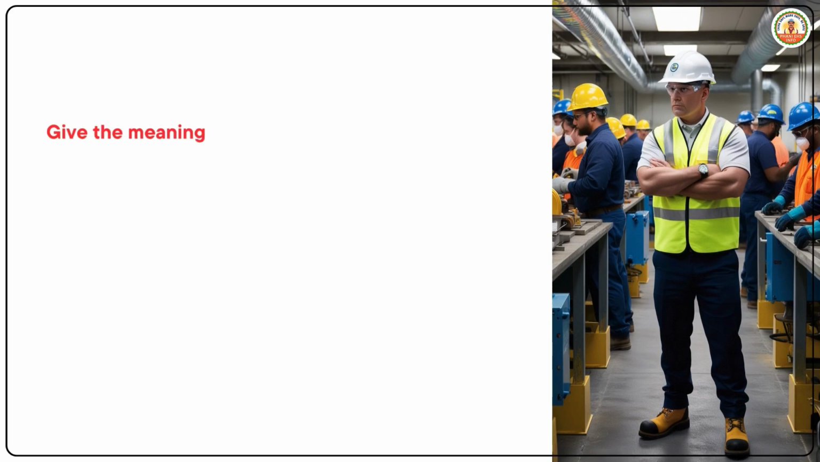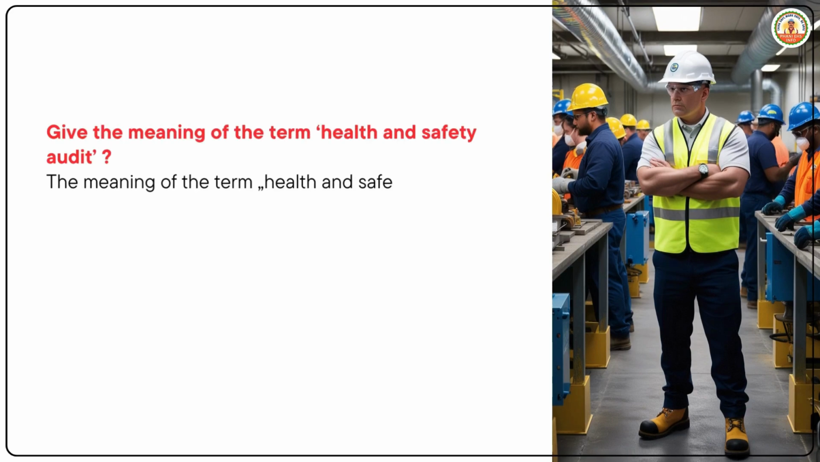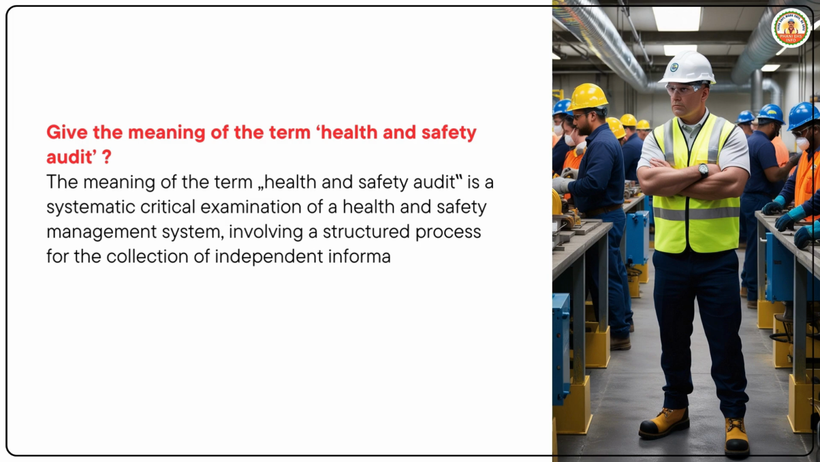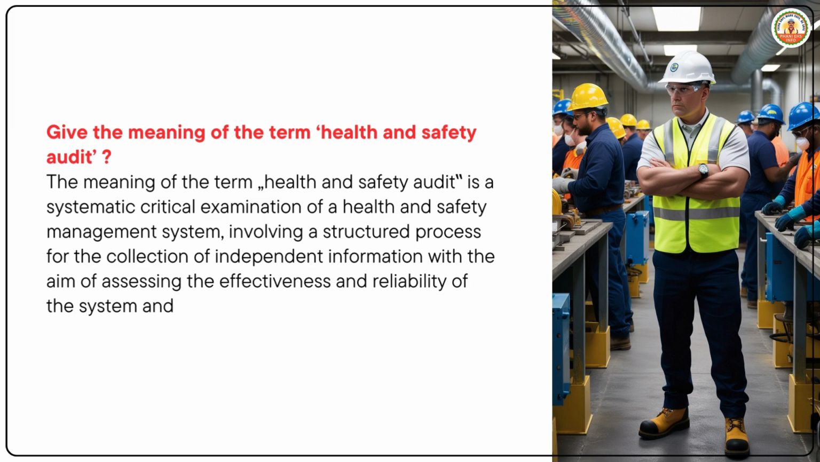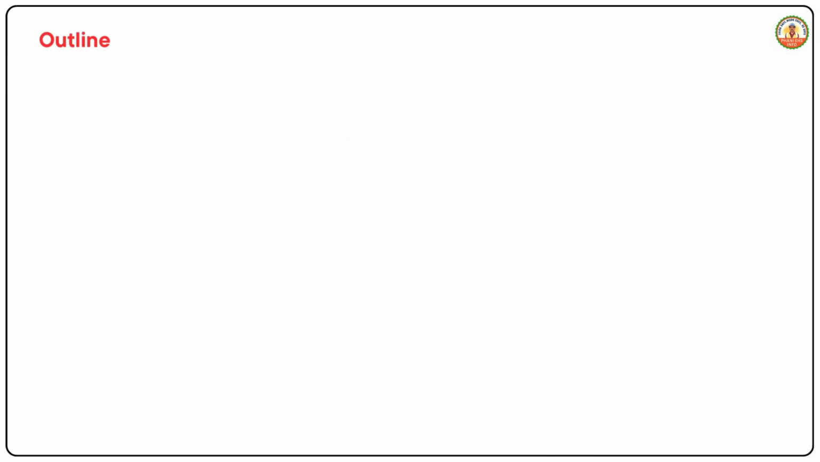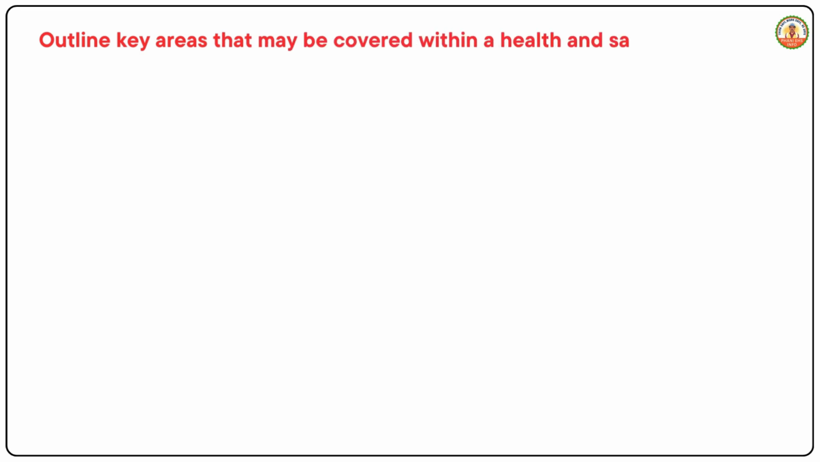The meaning of the term health and safety audit is a systematic critical examination of a health and safety management system involving a structured process for the collection of independent information with the aim of assessing the effectiveness and reliability of the system and suggesting corrective action when this was thought to be necessary. Outline key areas that may be covered within a health and safety audit.